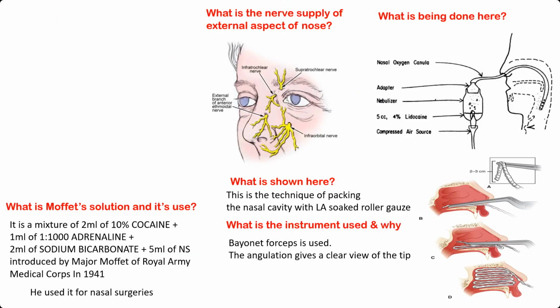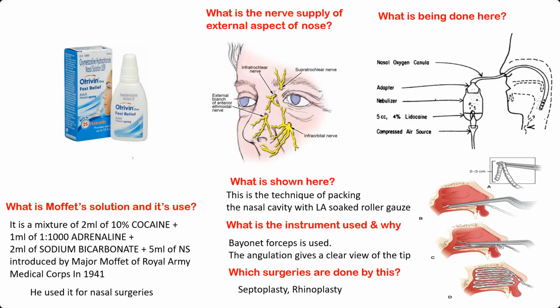You can see it is not a straight forceps. There is a bend here. This angulation helps you to see the tip of the forceps, so that you know where exactly you are placing the gauze pieces. If it is straight, your fingers will be occluding your view. That is why Bengal's forceps also has a similar curvature. The examiners may ask you what is the curvature, why that curvature is there. It gives you a clear view of the tip. And which surgeries are done by this? Usually septoplasty and rhinoplasty. Okay. Now, what is this which you are commonly using it or must be aware of?